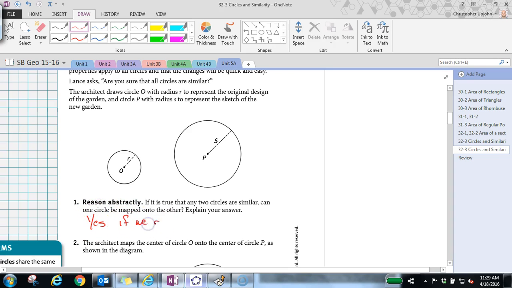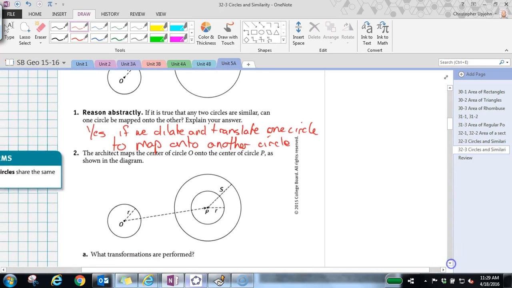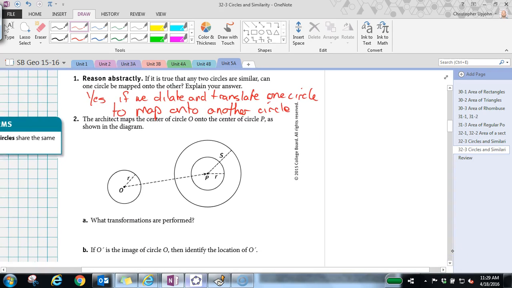If we dilate and translate one circle to map onto another circle, that's what we're going to have to do. So what transformations are being performed? Well, like we said, a dilation and a translation. A translation is a slide, and a dilation is a growing or shrinking.